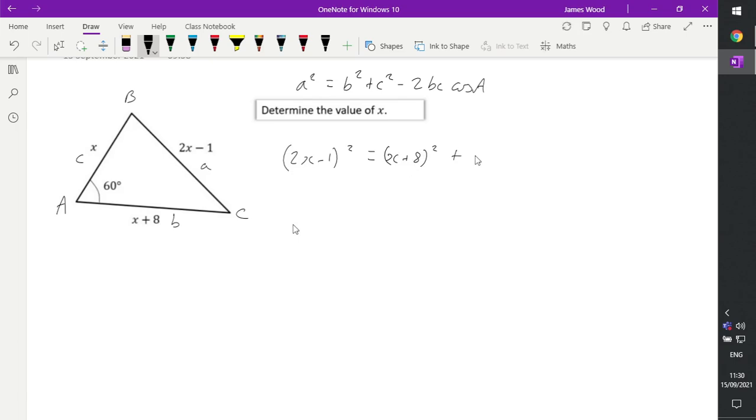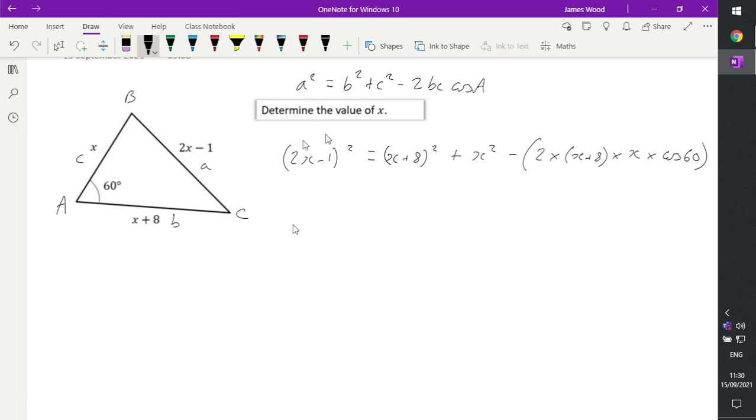Plus C squared, well that's x squared. And then minus 2 times B, which was x plus 8, times C, which was x, times cos 60. Okay, so there's our equation, and now we've just got to simplify this until we get to a point where we can solve it. Okay, so I'm going to expand all the things that can be expanded and see where we get.